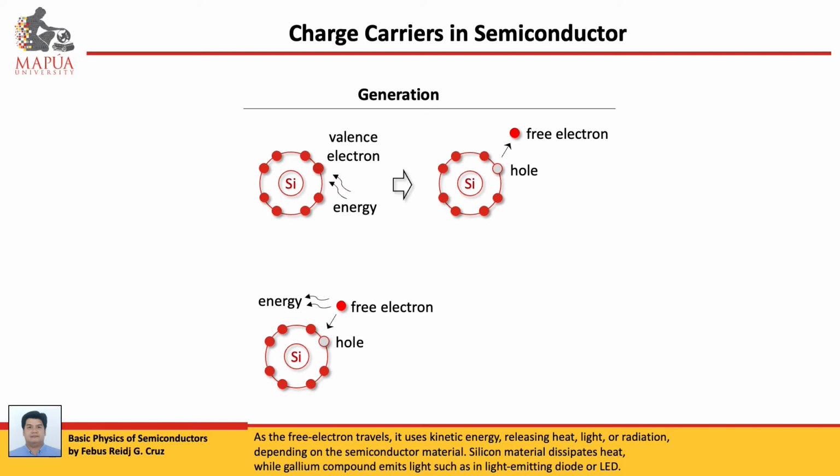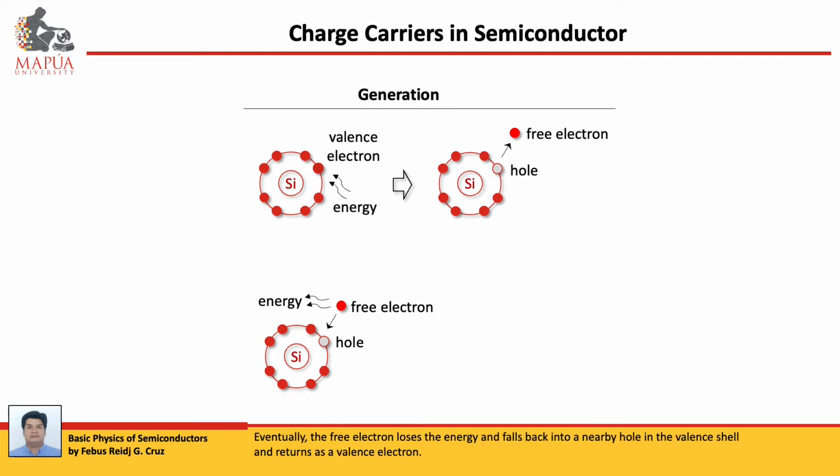As the free electron travels, it uses kinetic energy, releasing heat, light, or radiation, depending on the semiconductor material. Silicon material dissipates heat, while gallium compound emits light, such as in light-emitting diode or LED. Eventually, the free electron loses the energy and falls back into a nearby hole in the valence shell and returns as a valence electron.